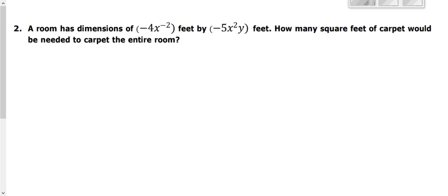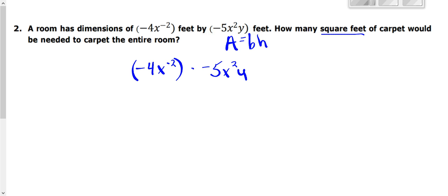Number two, a room has dimensions of negative 4x to the negative 2nd feet by negative 5x to the 2nd y feet. How many square feet of carpet would be needed to carpet the entire room? Okay, so I want to know how many square feet. So again, I'm looking at area, base times height. So I want to do negative 4x to the negative 2nd power times negative 5x squared y.